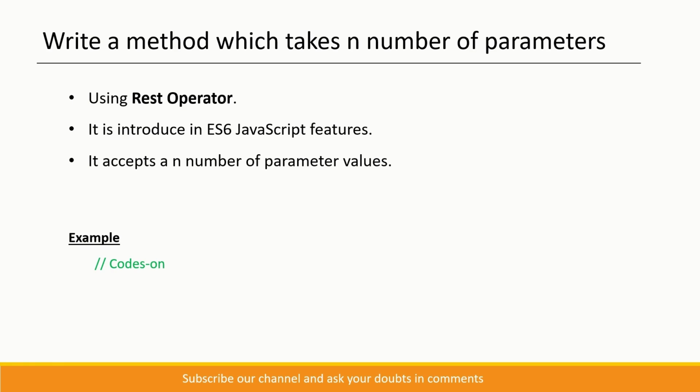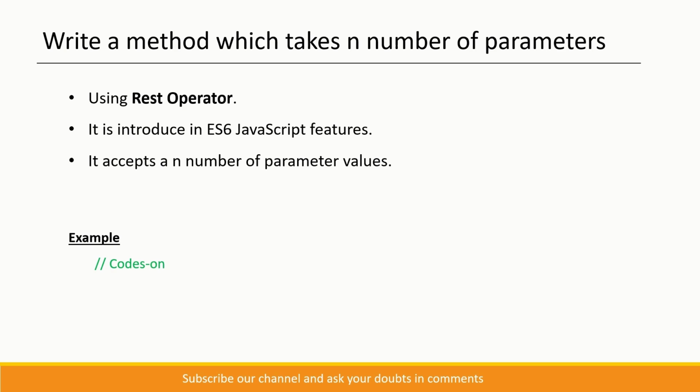Based on those parameters we need to call the functions. For example, if the function accepts 1 or 2 or n number of parameters, then that same number of parameters we need to use at the time of calling the function. So this is the traditional way to call a custom defined function, meaning a user defined function.